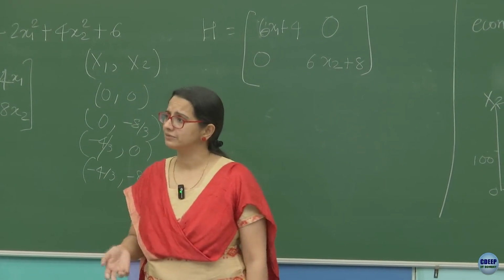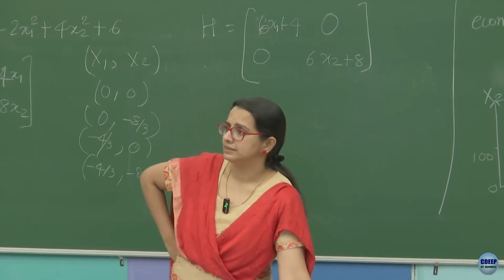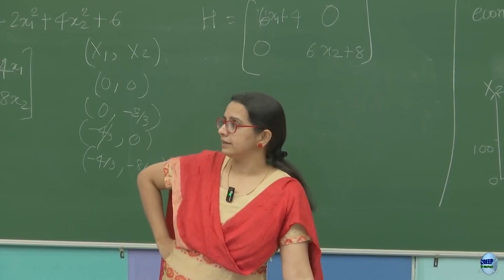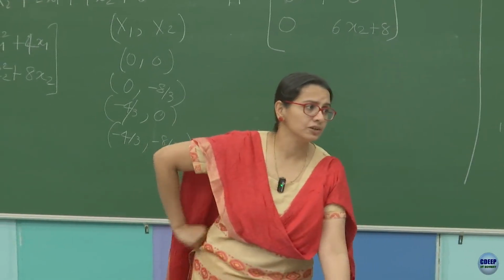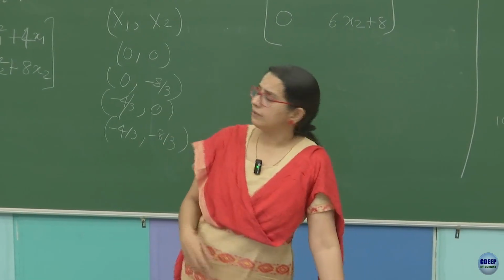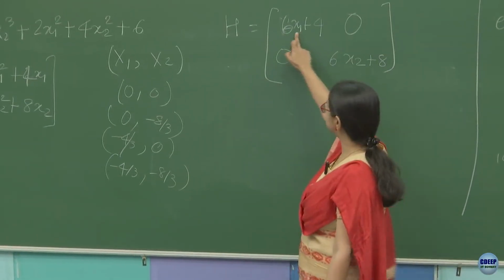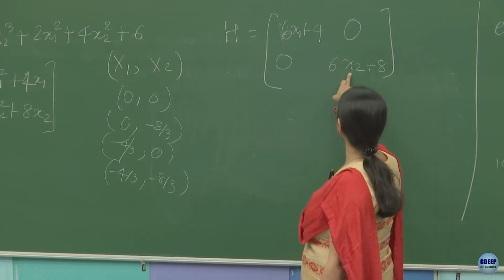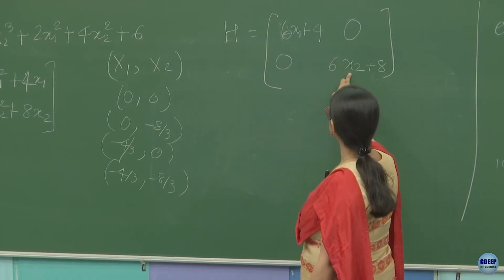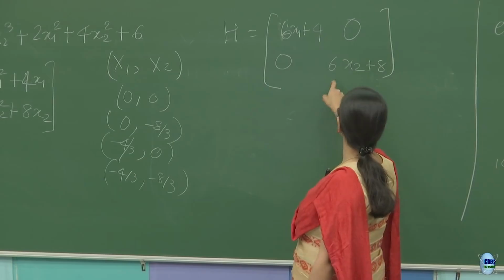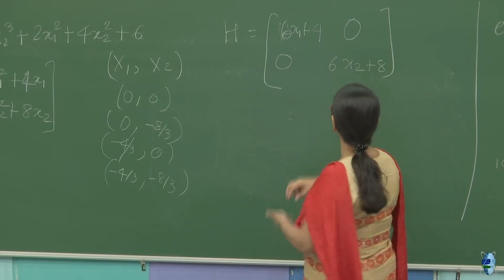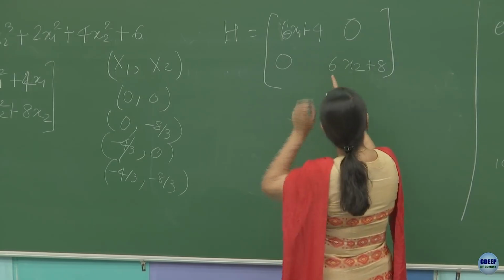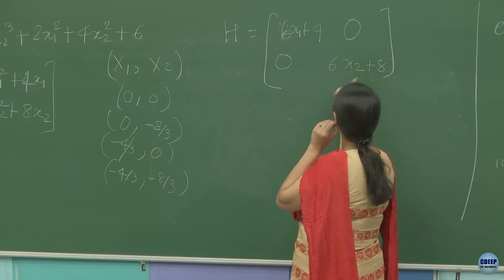Is this a positive definite matrix? Yes? Correct? And that makes 0, 0 your minima, correct? If you put 0 and minus 8 by 3, so when you put minus 8 by 3, I think this is going to be minus 48 by 3, 16, minus 8.